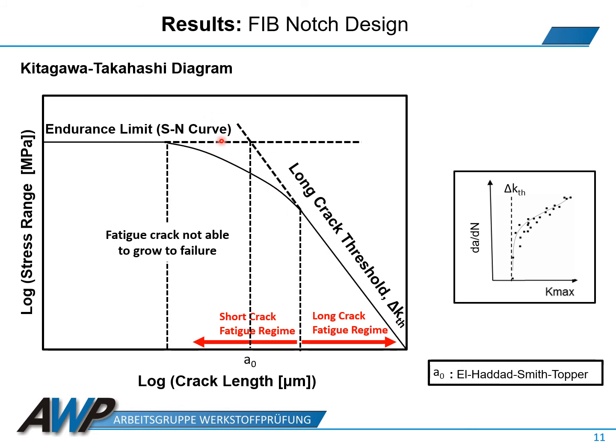Intersection of two lines defines a node as a material parameter independent of the crack dimension. And in practice, there should be a gradual transition from the endurance limit towards the long crack propagation threshold, since the experimental data don't agree with the area over here and tend to follow this trend.